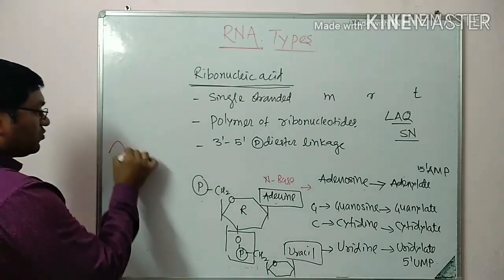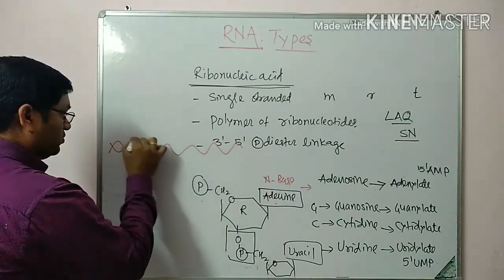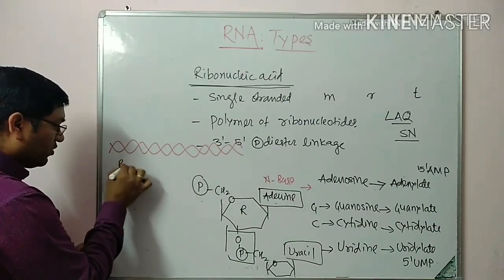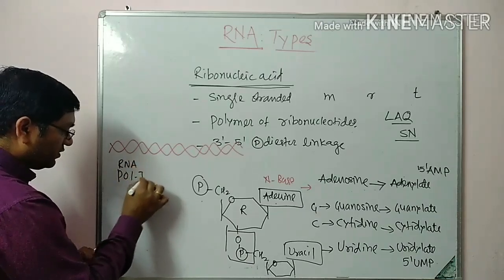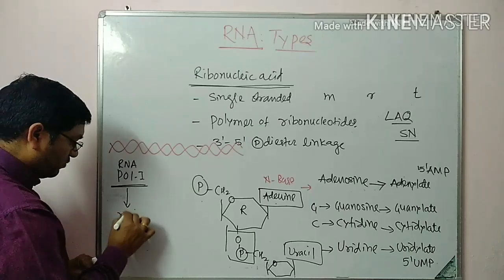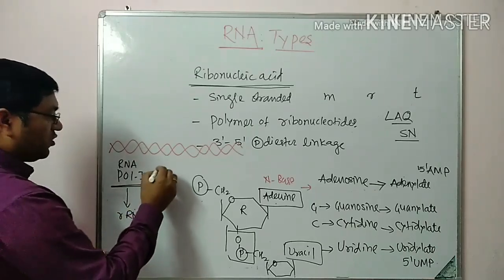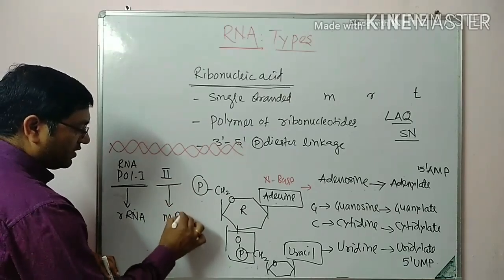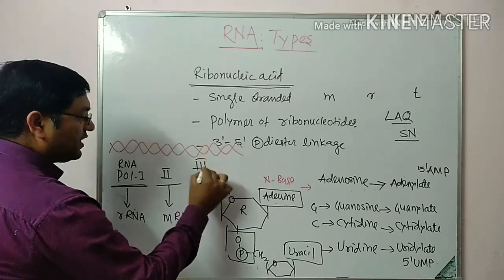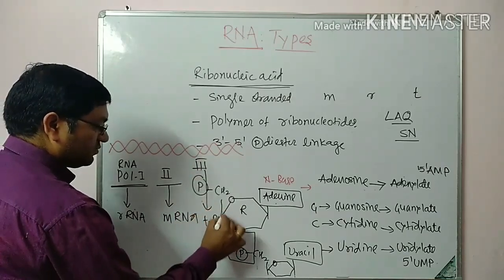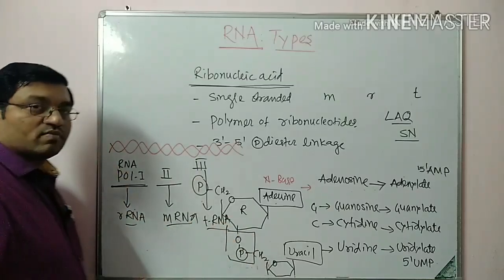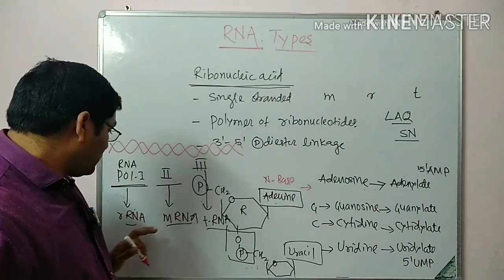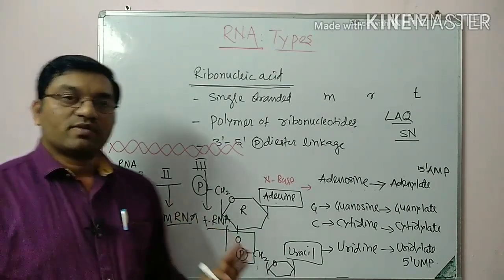Suppose this is a DNA molecule. From this DNA molecule, by the action of RNA polymerase 1 we will get ribosomal RNA. From RNA polymerase 2 we will get messenger RNA, and from RNA polymerase 3 we will get transfer RNA. So these are the three major types of RNAs. Now we'll see them one by one: messenger RNA, transfer RNA, and ribosomal RNA.